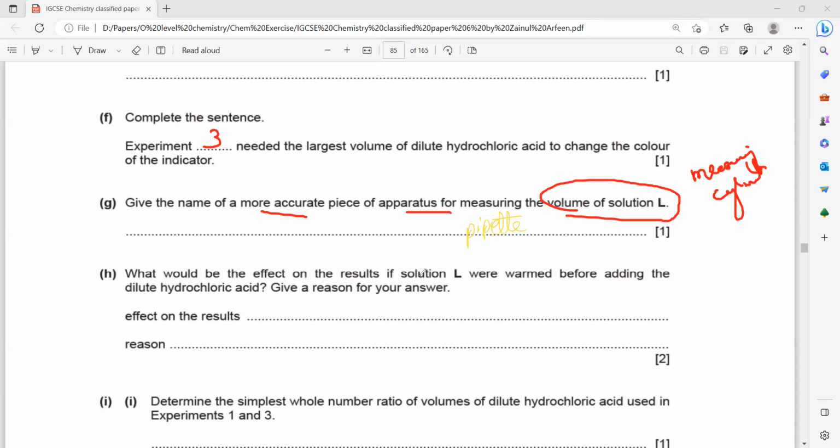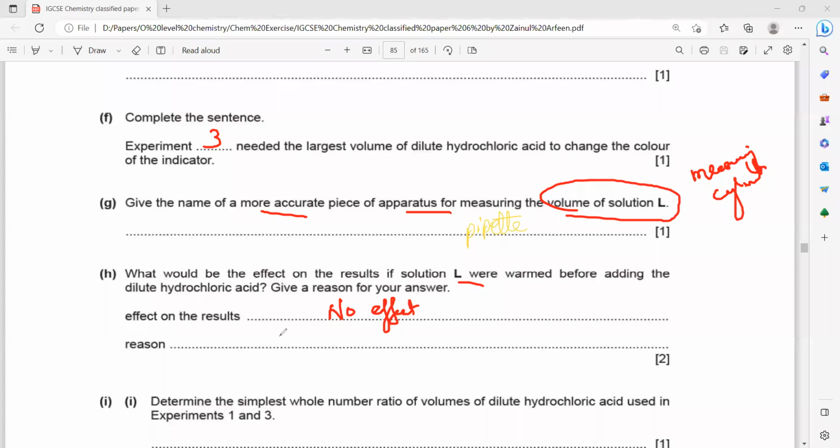What would be the effect on the result if solution L was heated? The rate will be faster. But the thing is, will it affect the overall result? No, there will be no effect. The titer will be the same because the moles stay the same in solution. In this experiment we don't use a stopwatch to measure the rate or speed of the reaction, so we are just measuring the volume. On the measurement of the volume, no effect.